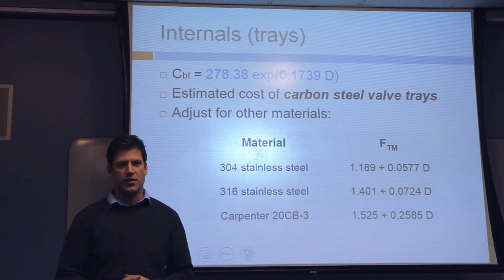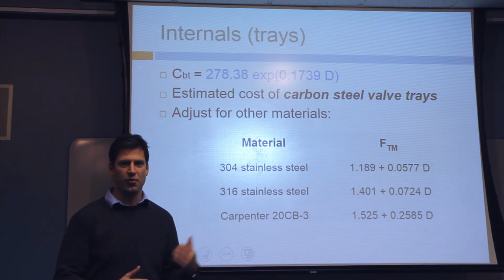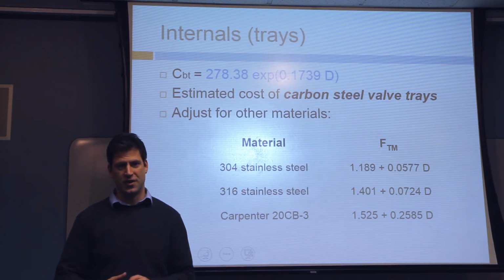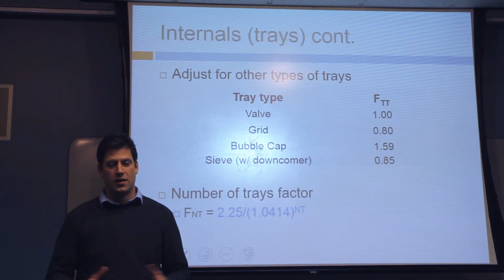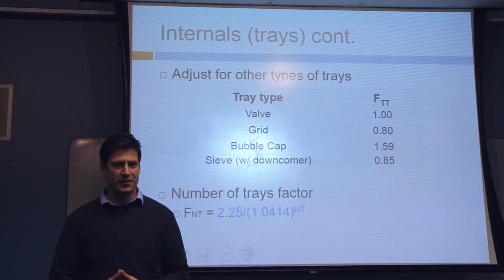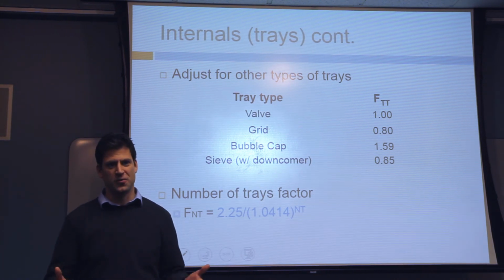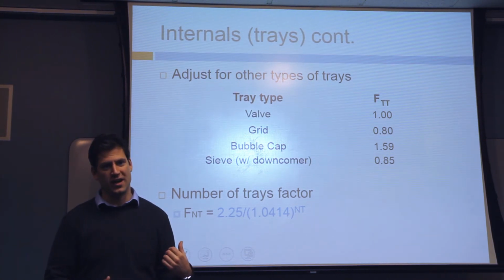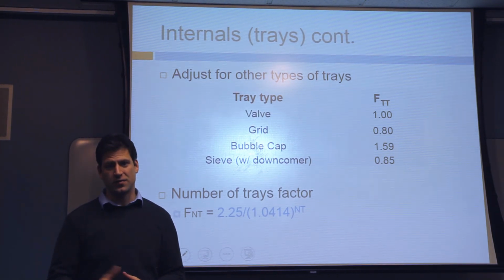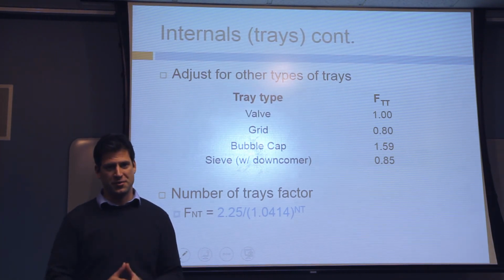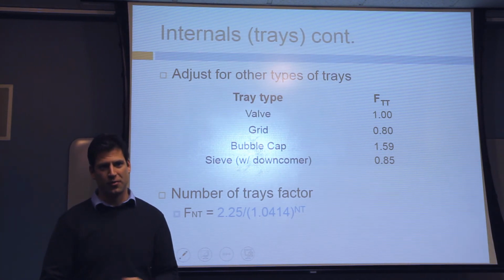This is going to give you the estimated price of your trays. So this is for carbon steel valve trays. You can adjust for different materials using the cost factors in the table at the bottom. And again, you can see in the correlation, it's a function of the diameter of the trays themselves. All right, and if you're going to use a different type of tray, you're going to want to use these cost factors. So for instance, the correlation provided on the previous slide gave you a cost estimation for valve carbon steel. We showed you how to do different types of material. This gives you correlations for different types of trays themselves, so grid, bubble cap, etc.